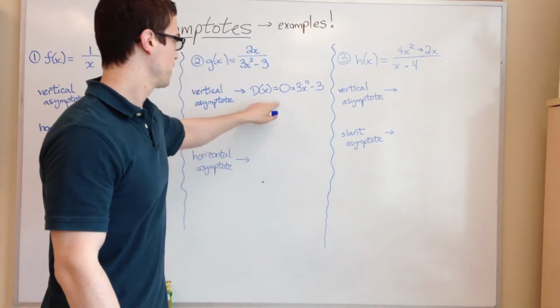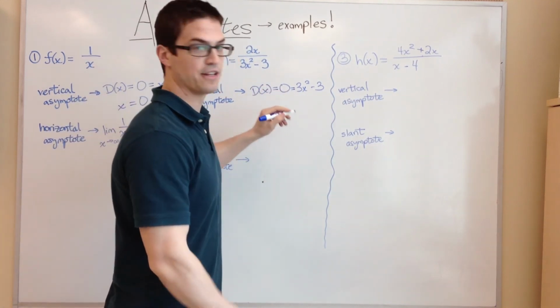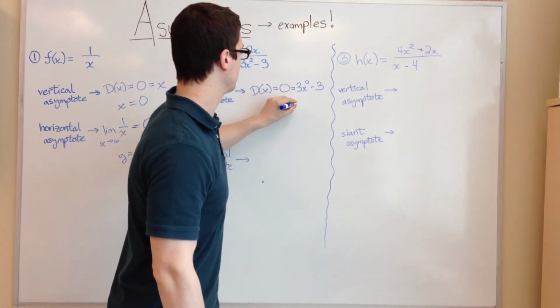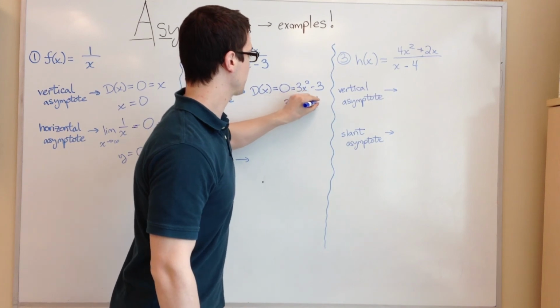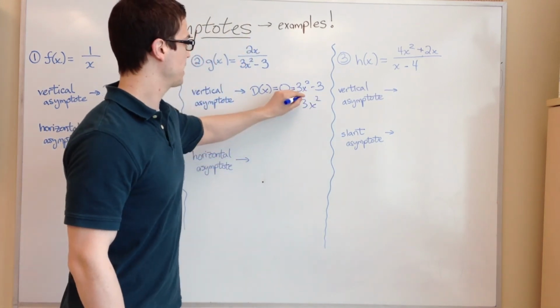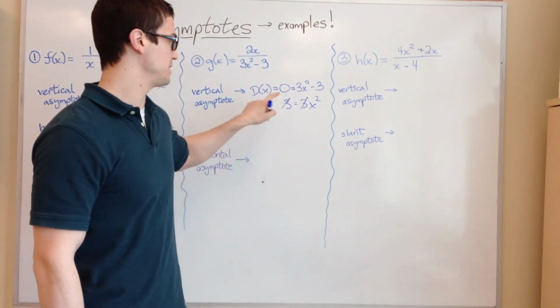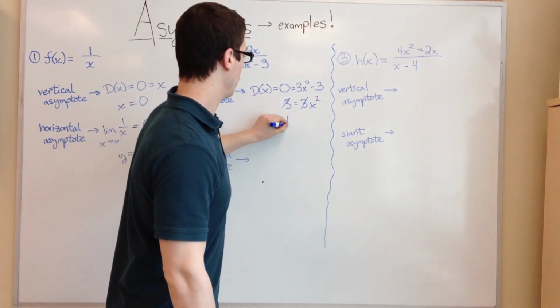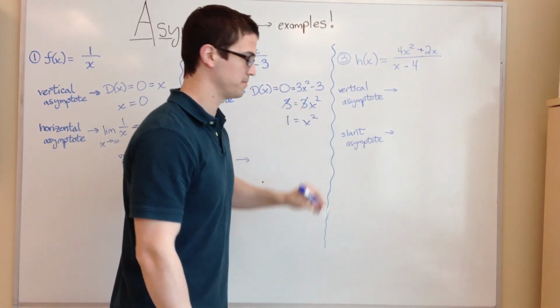It works great. For here I'm going to add 3 to both sides. I'm going to get 3 is equal to 3x squared. Then I'm going to divide by 3 on both sides, and that cancels. You end up with 1 is equal to x squared.